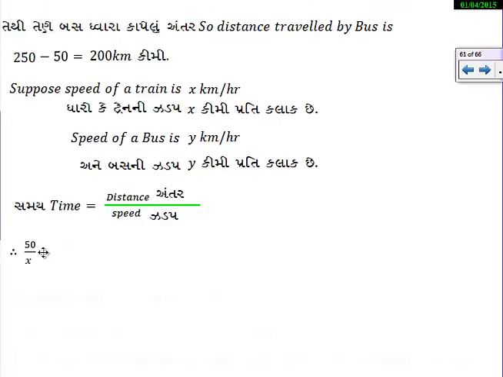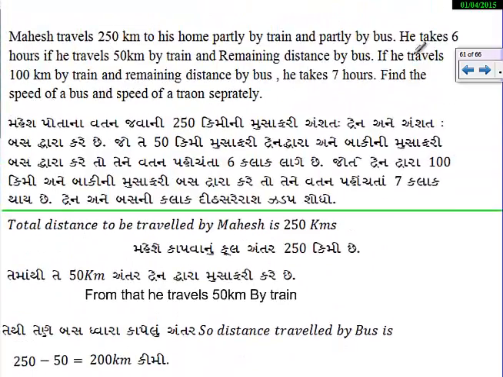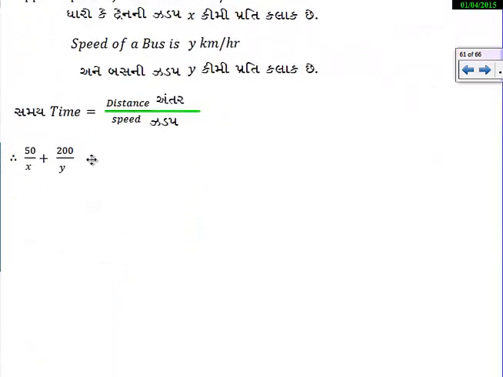Okay. Now plus why plus? Because दो टाइम का टोटल उसने दिया हुआ है. नाउ 200 किलोमीटर बाय बस एंड बस की स्पीड है y, और ये दोनों टाइम का टोटल है 6 hours. That's given in the question. That's 6 hours. So here I will write 6, right?